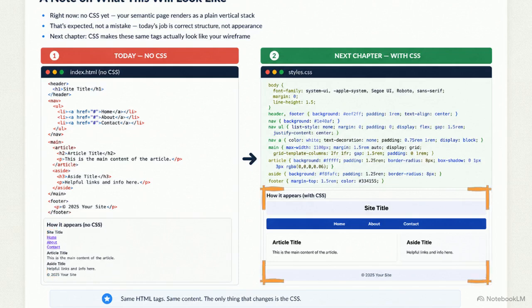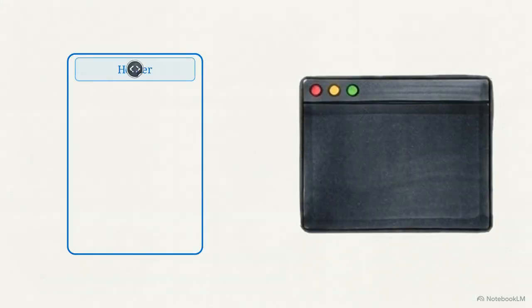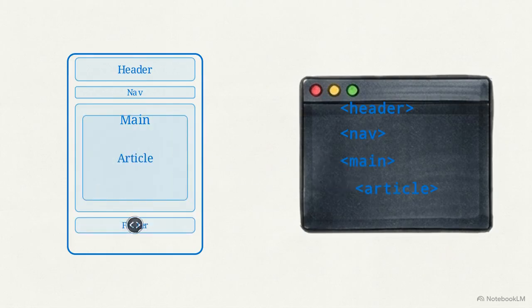Pushing those elements into columns, adding colors, and creating the layout requires an entirely different language called CSS, which comes later in the build process. Take a look at the complete mapping. The header, nav, main, article, section, aside, and footer tags all correlate directly to the distinct regions of your initial wireframe sketch. You design the visual layout in a wireframe, and then you build the structural meaning with semantic HTML.